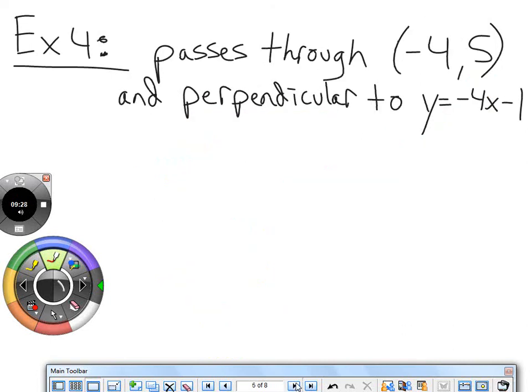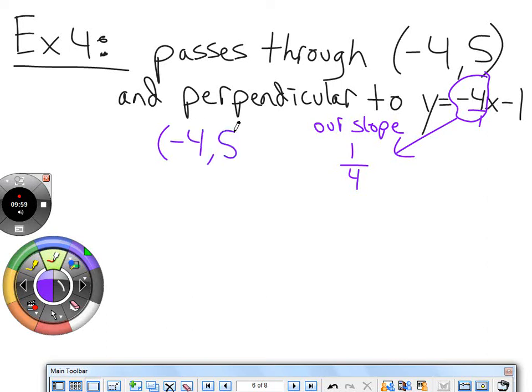Another perpendicular one, same thing: it passes through that point, perpendicular to that particular line. If it's perpendicular to that line, then we look at the slope. Our slope's not -4, but it is the negative reciprocal of that. So we'll flip it. That's -4 over 1 right now, so we'll make it +1/4. So our slope is that. The point is given, so it's -4, 5.